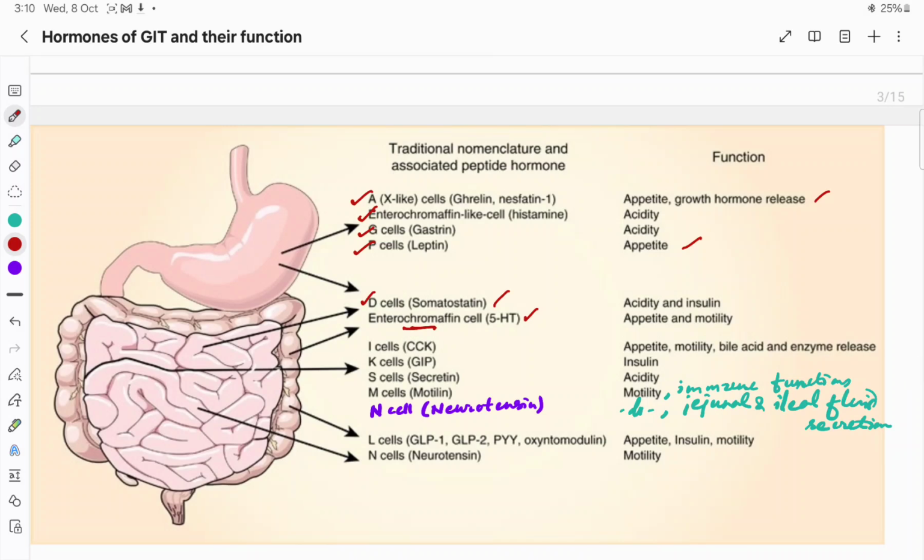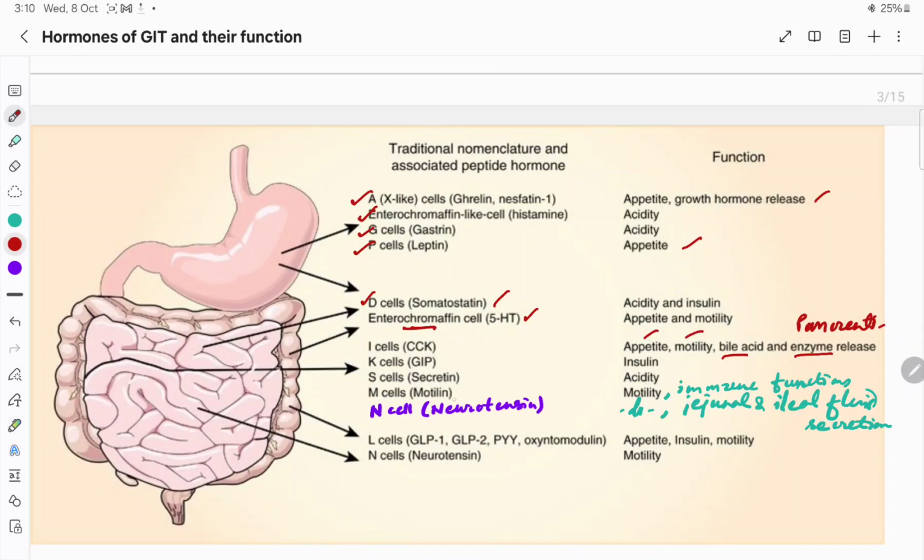Then the I cells in the small intestine, mainly in the duodenal part, the duodenum, secrete cholecystokinin, which stimulates the gallbladder to secrete the bile. So gallbladder contraction is its function, and it releases enzymes, mainly the pancreatic enzymes, and it also has a function in regulating appetite and GI motility.